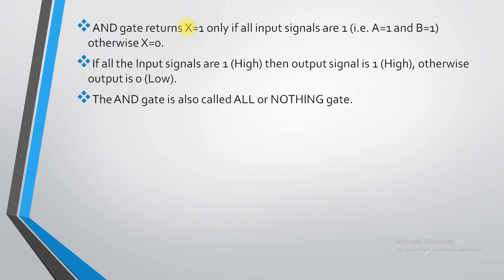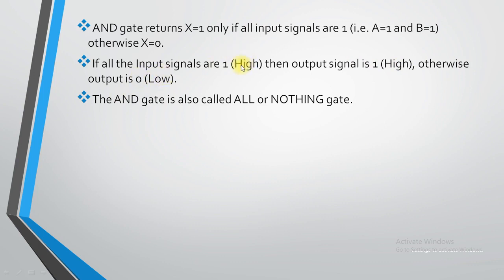Over here, you will get the value of X. X is related to the output signal. You will get X equals 1 only when all the input signals are 1, that means A equals 1 and B equals 1. In the rest of the cases, the value of X, that means the output, is 0. In other words, if all the input signals are 1 or high, then the output signal is high. Otherwise, the output signal is 0 or low.